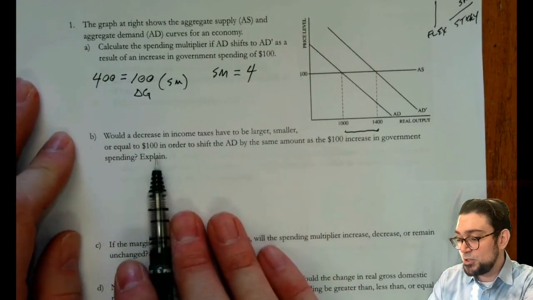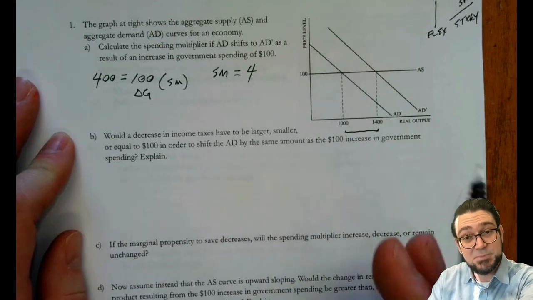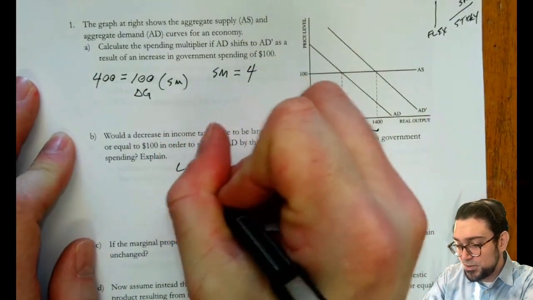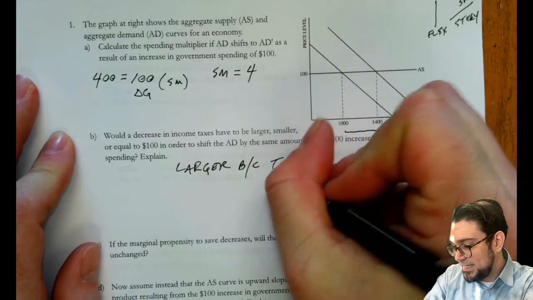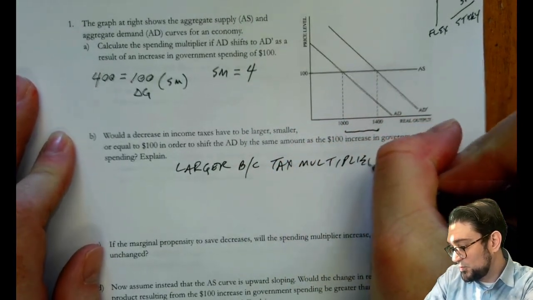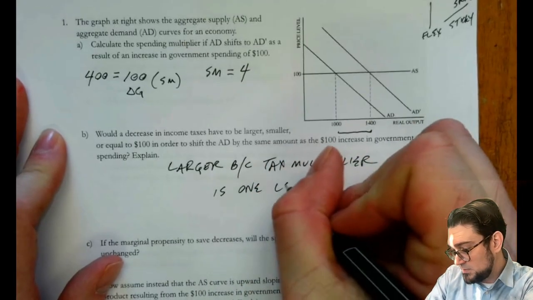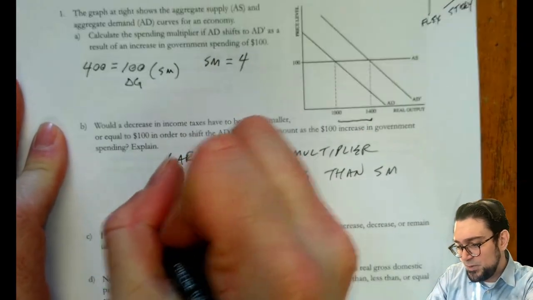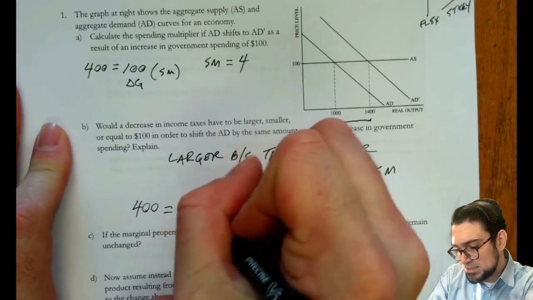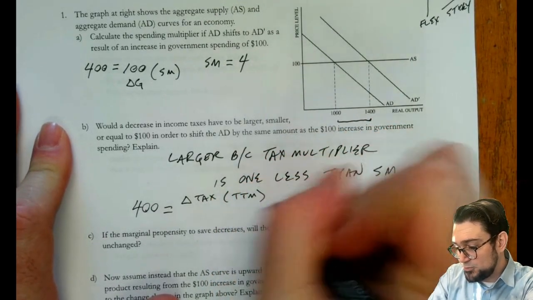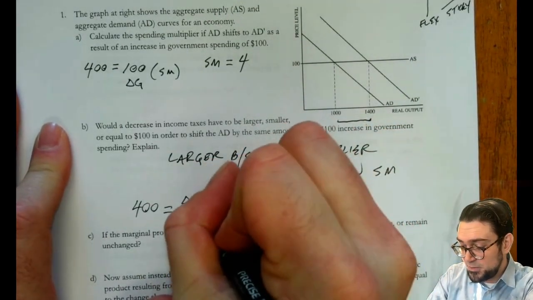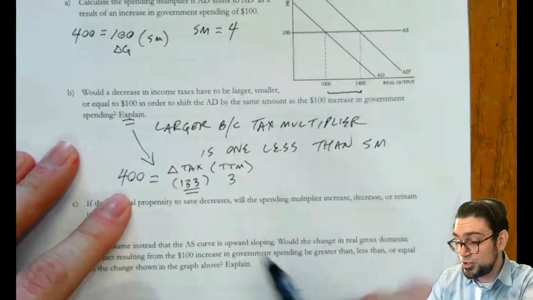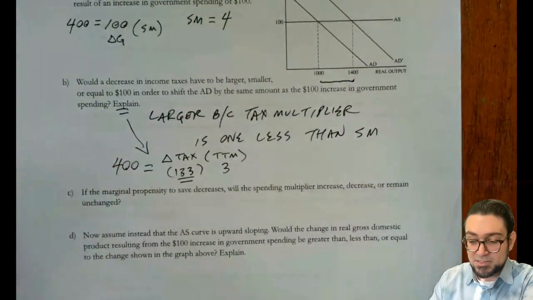Would a decrease in income taxes have to be larger, smaller, or equal to 100 in order to shift the AD by the same amount as the $100 increase in government spending? Explain. So this is saying, would the tax change have to be bigger than the 100 or smaller than the 100 to produce that? And it would have to be larger, because the tax multiplier is 1 less than the spending multiplier. To show what that would be, to produce the 400, it would have to be some change in tax times a taxes and transfers multiplier, which would be 3. And so this value here would have to be 133. You could calculate that out and show that as your explanation, right? So you could just say larger and then do that math, and that would be fine. You could have also said, because the tax multiplier is 1 less than the spending multiplier.